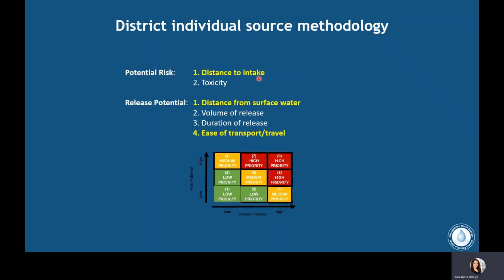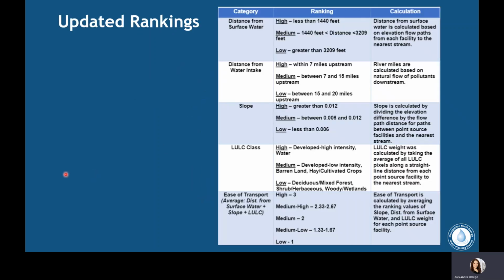The highlighted calculations in yellow are for which I will show GIS techniques for assessing and quantifying. So that's distance to intake, distance from surface water, and then ease of transport or travel. Specifically, I'll go through a few updated rankings and calculations that we modified from the original EPD guidance. And again, that's distance from surface water, where the ranking and calculations were modified. Distance from water intake remained unchanged, so we did not change this. We just changed the methods for calculating it. We were just going to display what GIS techniques we used to calculate that.